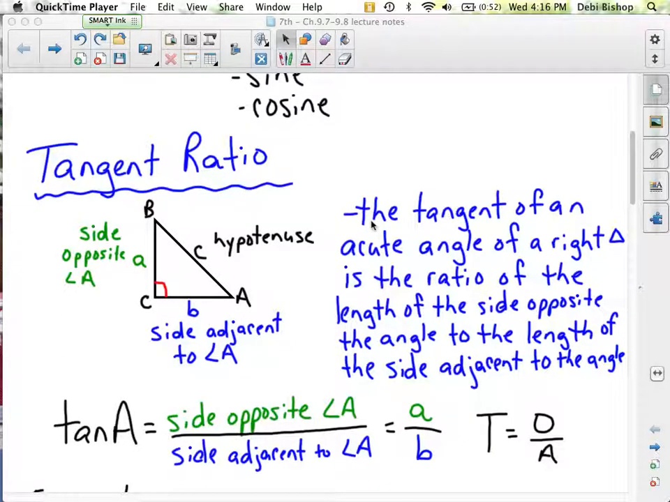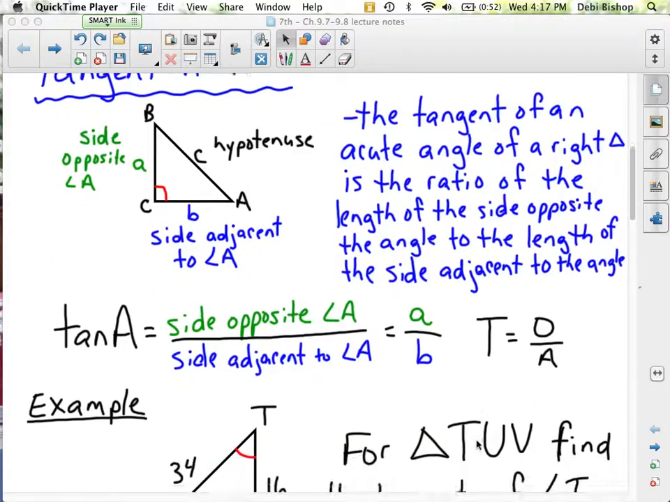So the tangent of an acute angle of a right triangle is the ratio of the length of the side opposite to the length of the side adjacent to the angle. So you can see here your tangent of angle A is your side opposite A, which is a, over your side adjacent to angle A, which is b. So I have T equals O over A, TOA, and that'll come in later when you see.